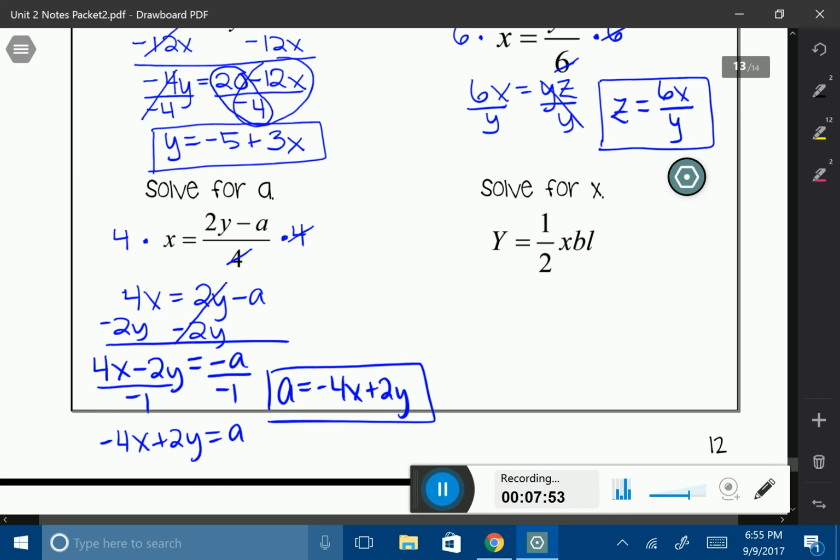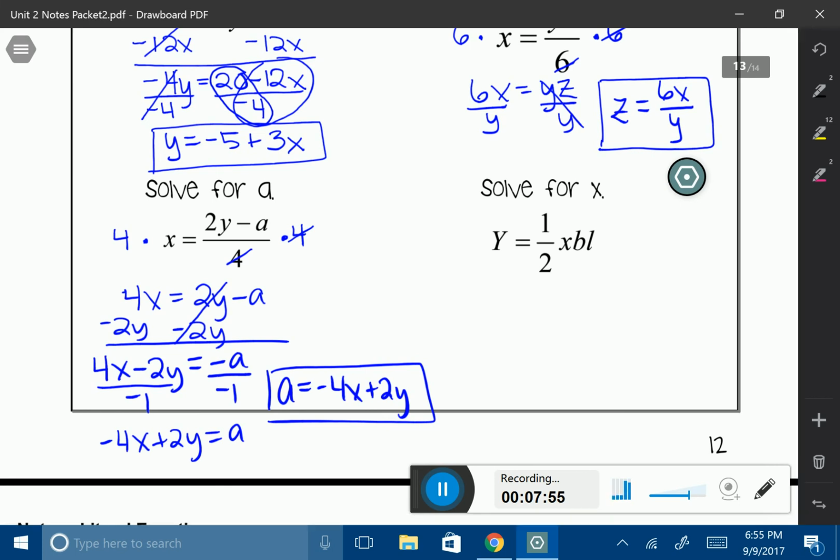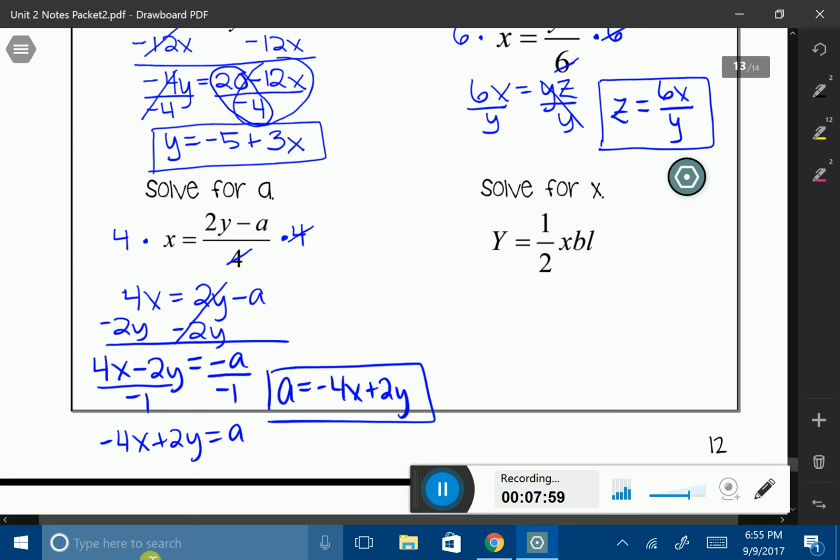All right, one more on this slide here. Let's solve for x. Okay, now I have a fraction here. Again, a denominator. Get rid of that denominator. Multiply both sides by 2 just to get rid of him. See, now he's gone. So I have 2y. Actually, that's a capital Y, so I'm going to keep him as a capital Y. Excuse me there.